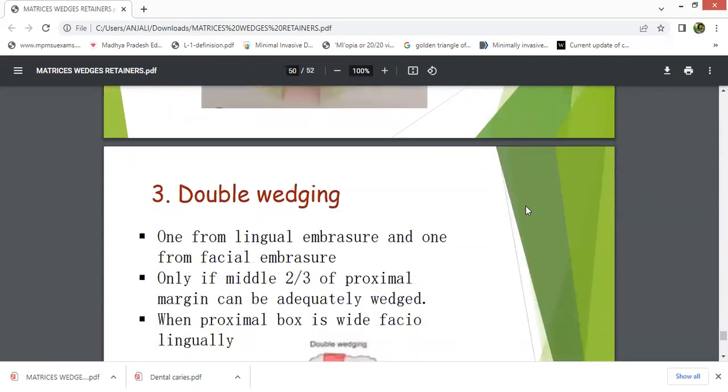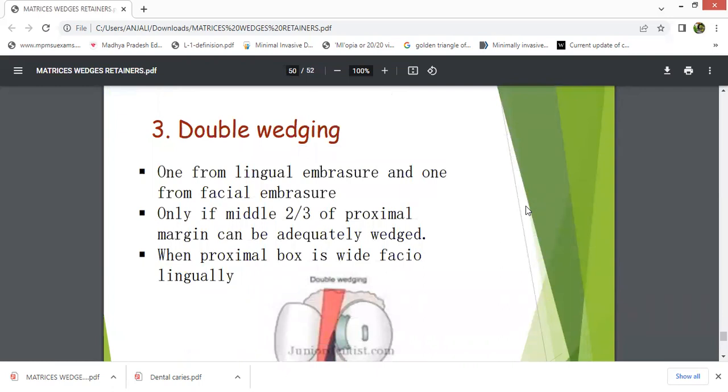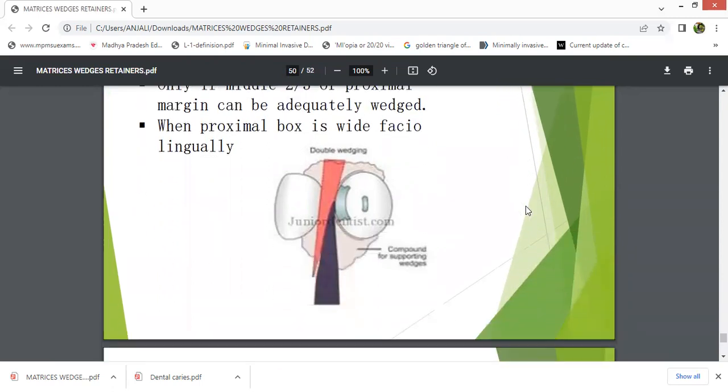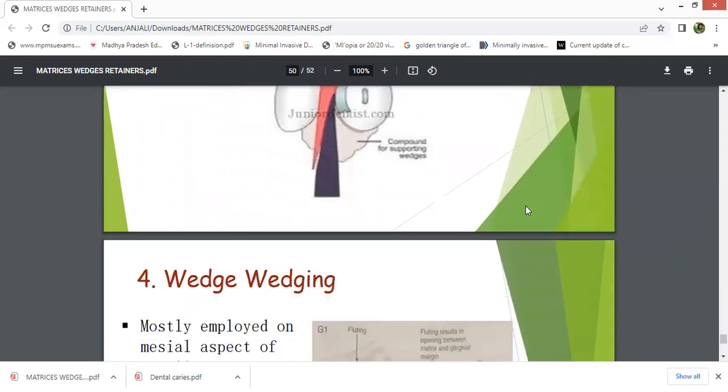Third one is double wedging: one from the lingual embrasure and one from the facial embrasure. Only if the middle two-thirds of the proximal margin can be adequately wedged. So when the proximal box is wide faciolingually, then this technique is used.